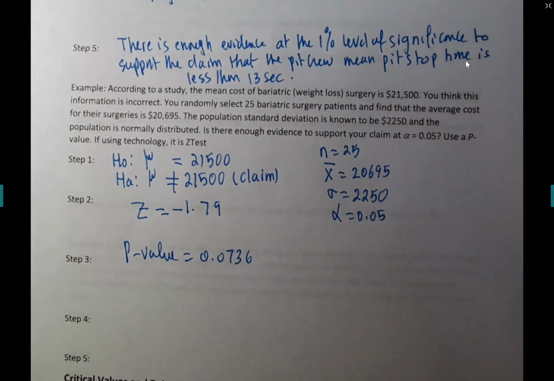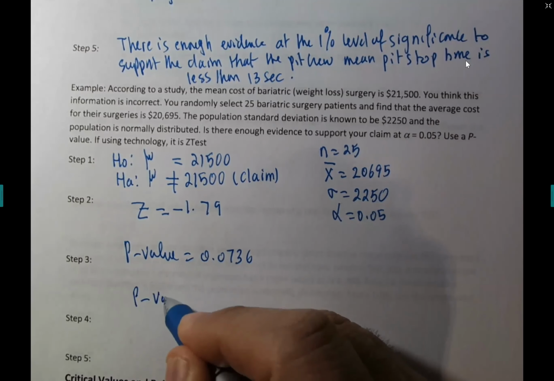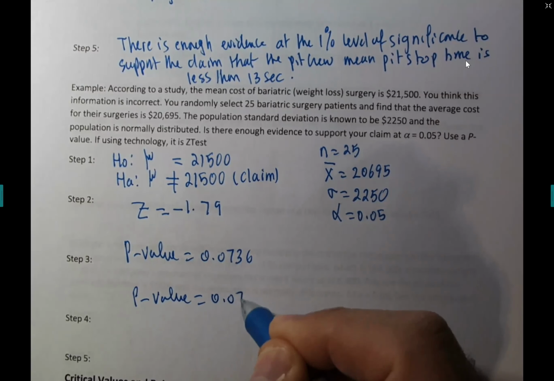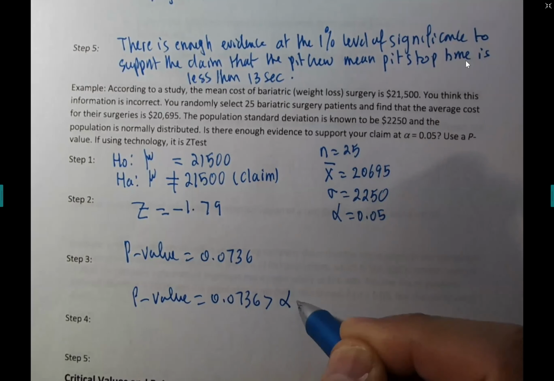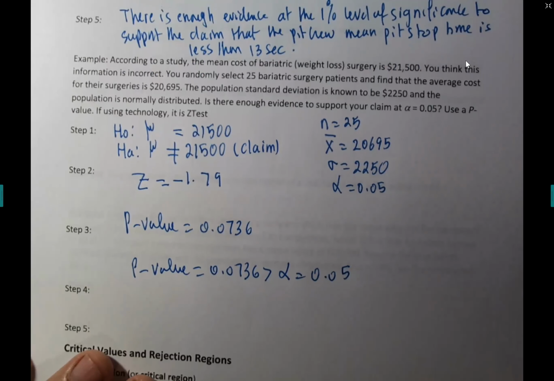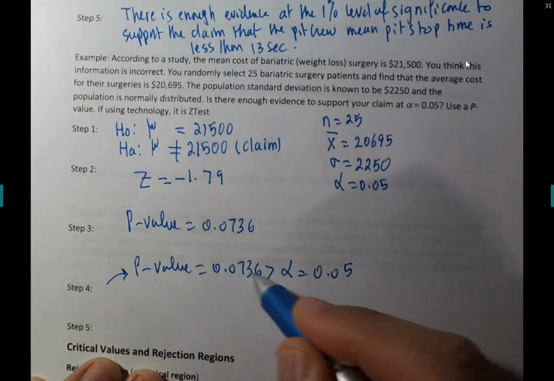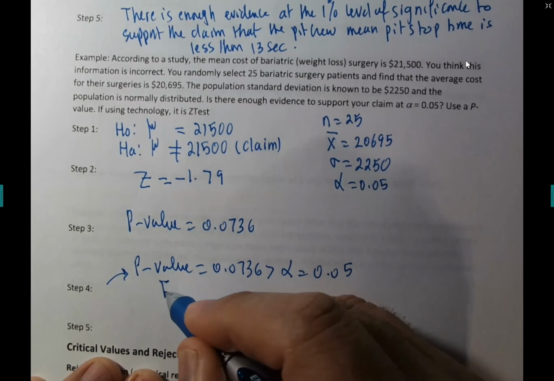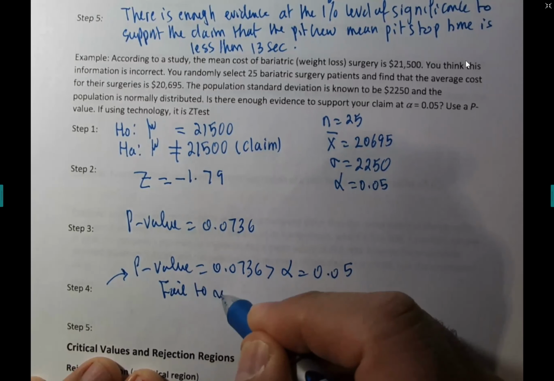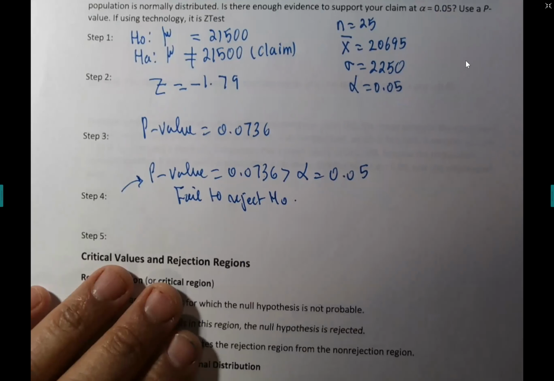All right. So now we're comparing to alpha, guys. Do you agree with me that this p-value, which is 0.0736, is bigger than alpha, which is 0.05? Everybody? Is this step 4 or still step 3? No, we're in step 4. And what's the decision, guys, when the p-value is more than alpha? Fail to reject H0.